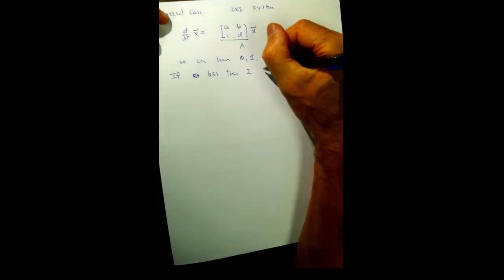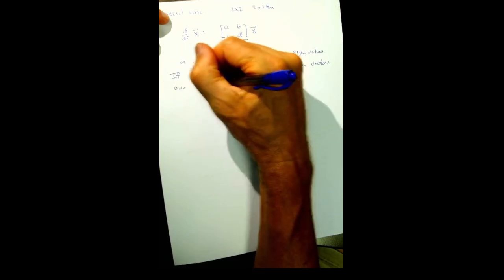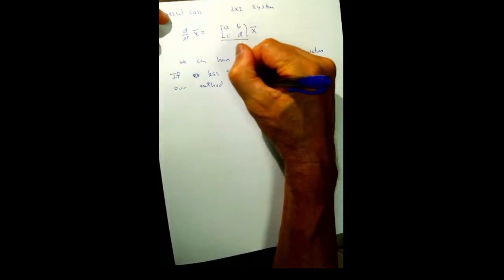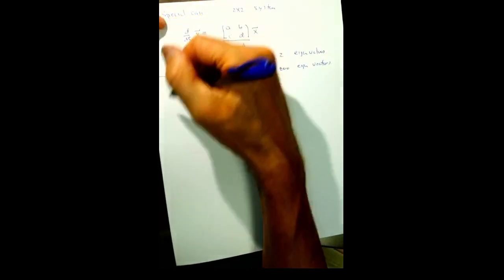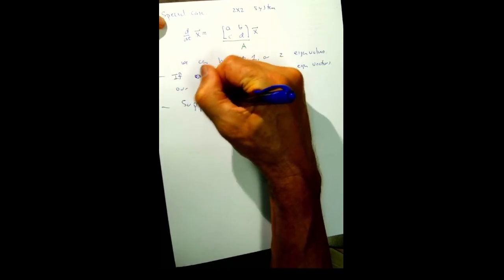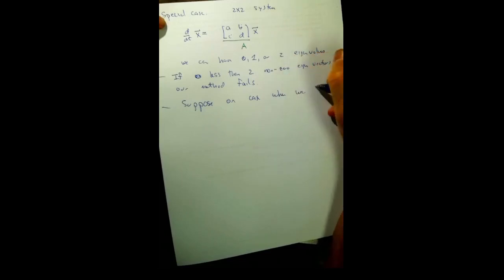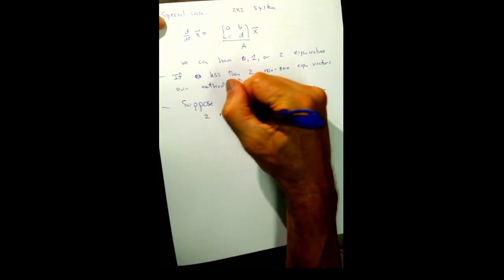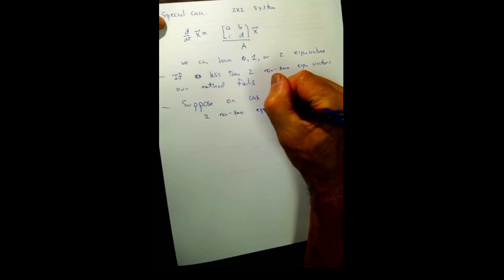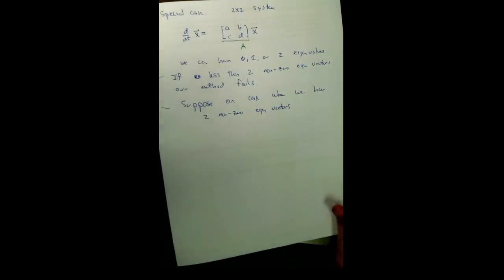And if we have less than 2 non-zero eigenvectors, the method we've discussed so far for getting a solution fails. Let's stop and focus on the case where we have 2 non-zero eigenvectors. And let's just ask what happens in this special case.